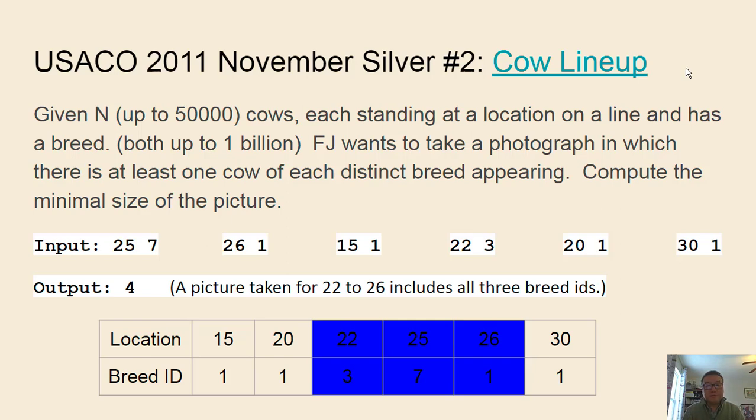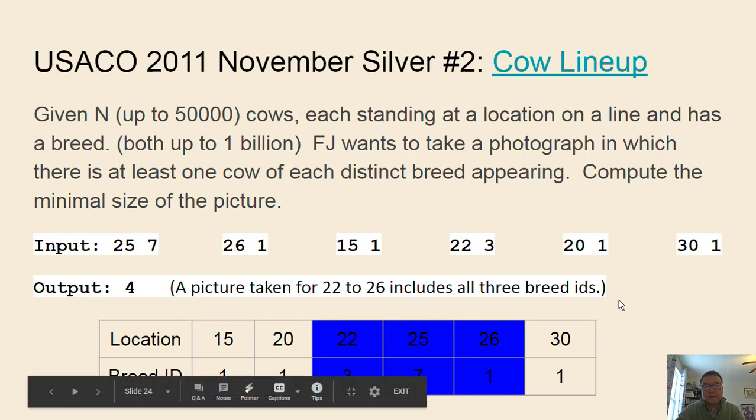Here is the sample input. We have 1, 2, 3, 4, 5, 6 cows, and there are 3 breeds, 1, 3, and 7. And these are their locations. View them as x coordinates.